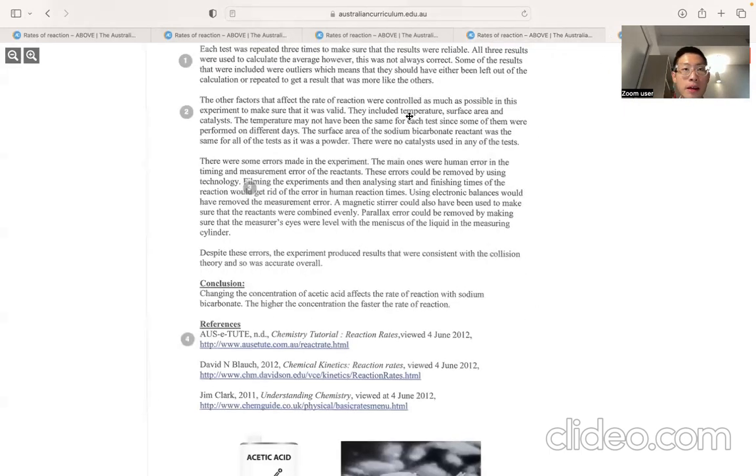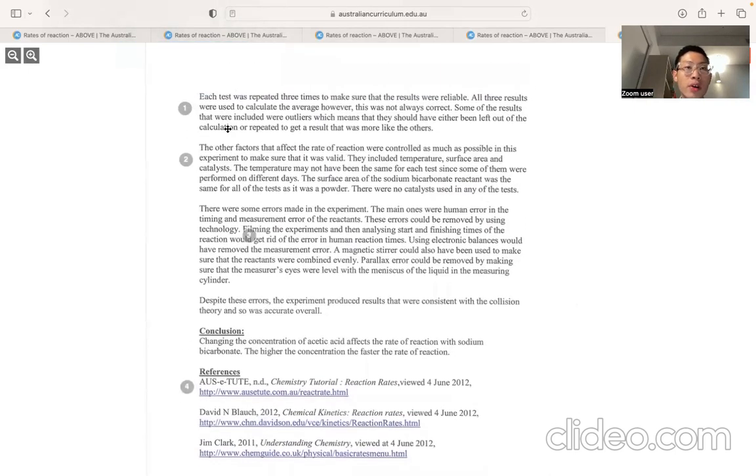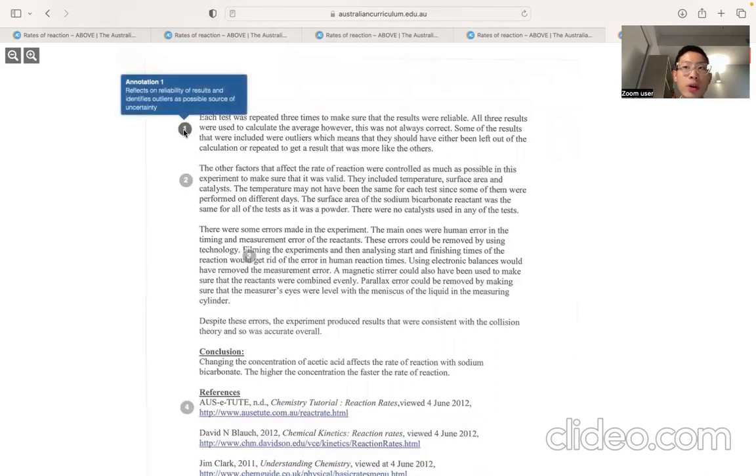So now, moving on in the discussion, it is very important for any scientific experiment, whether biology, chemistry, or physics, that the student has reflected on the reliability of results and identified the outliers as possible sources of uncertainty or bad results. So as I have mentioned earlier, the test was repeated 3 times to make sure that the results were reliable. So the student has taken an average from repeating the experiment.